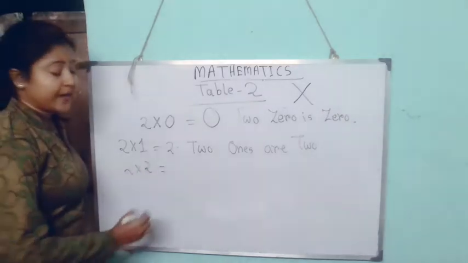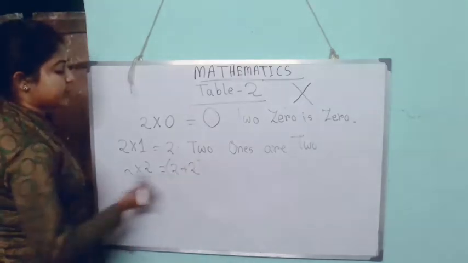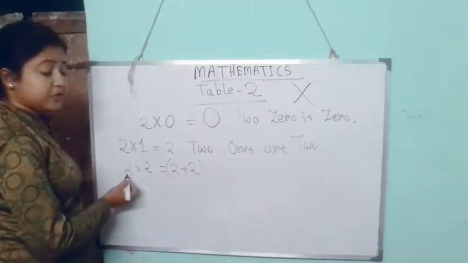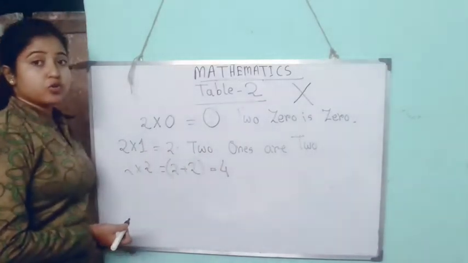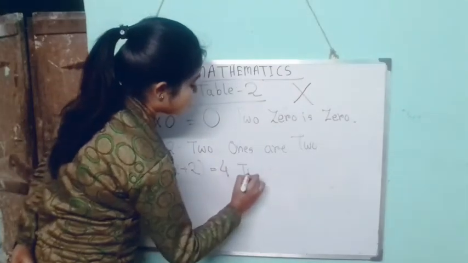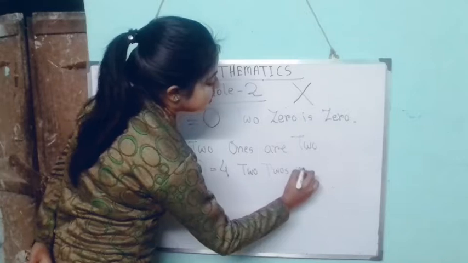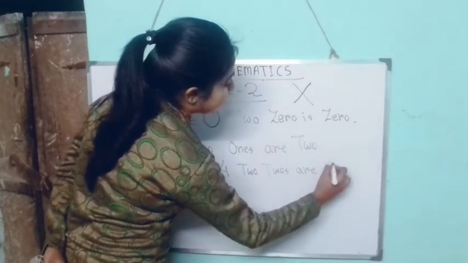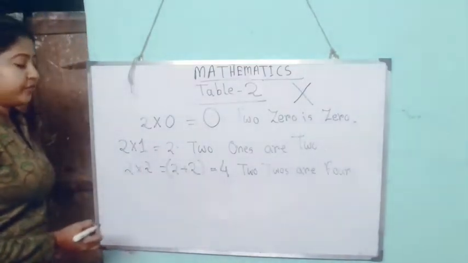So we have to write 2 plus 2, right? Repeated addition, we will do 2 plus 2, 2 times 2. 2 plus 2 we will get 4. 2 plus 2 is equal to 4. So we will write 2 2's are 4.